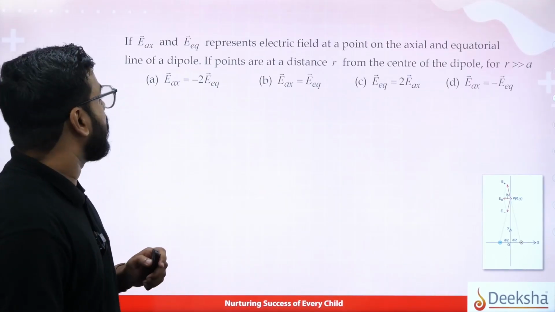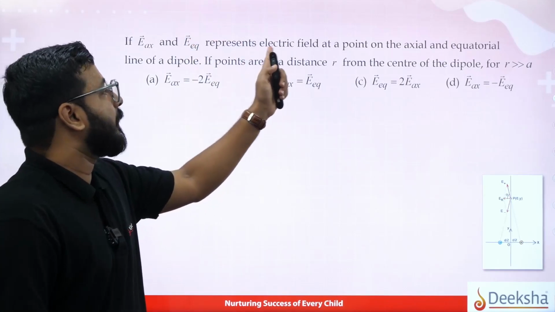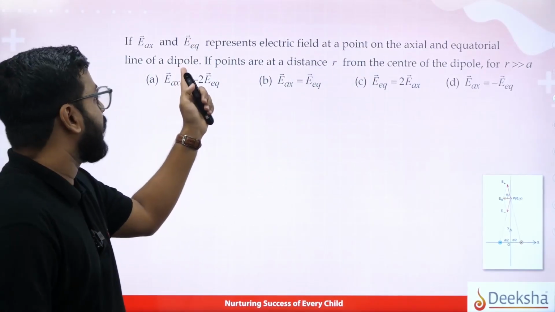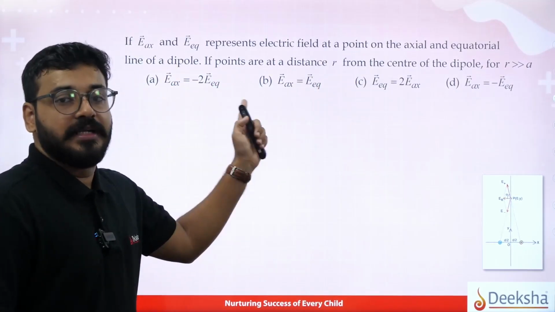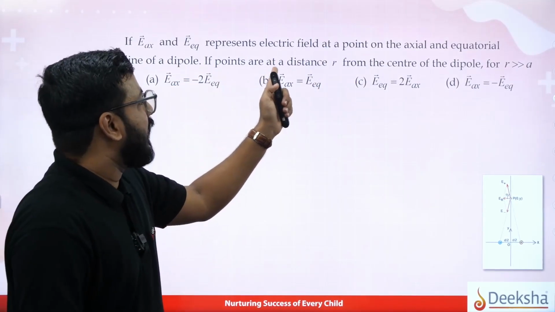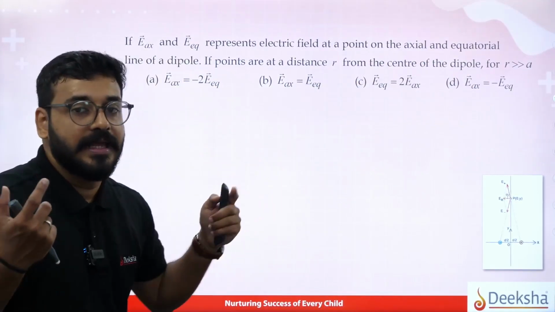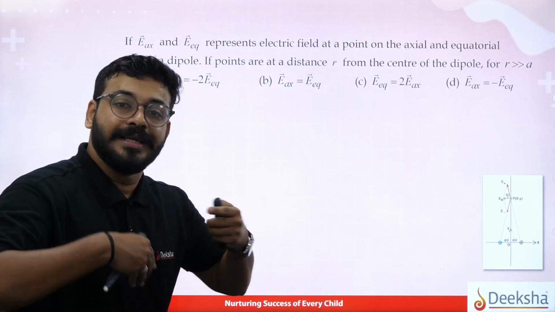So we have the next problem. If E axial and E equatorial represent the electric field at a point on the axial line and equatorial line of a dipole, then which condition is correct, if the point is at a distance r from the center of the dipole, for r very big compared to a? These are all the situations that you have taken in the derivation.